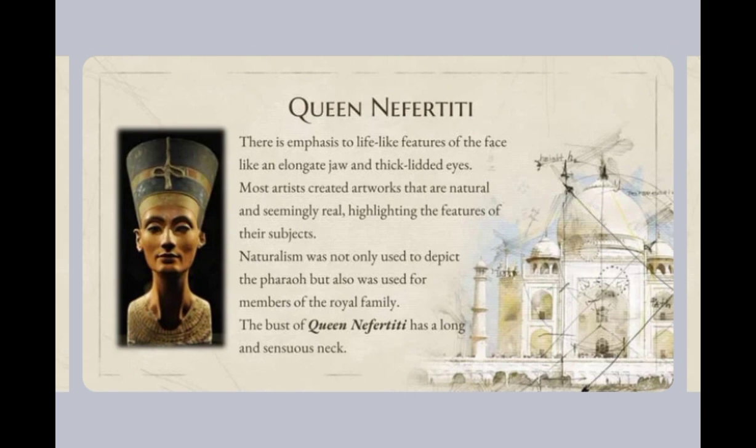So in modern art, we have what we call realism or realistic arts. For them, they pertained to realism in their artwork to make it more detailed and realistic. So naturalism was not only used to depict the pharaoh but also members of the royal family. So if you are a member of the royal family, and thus the subject of the artwork, we are really observing the details of the facial features.